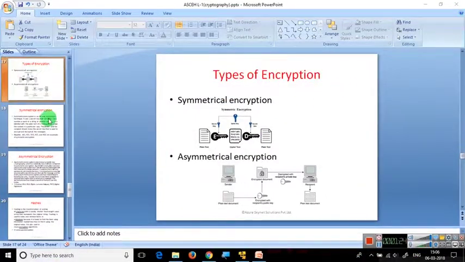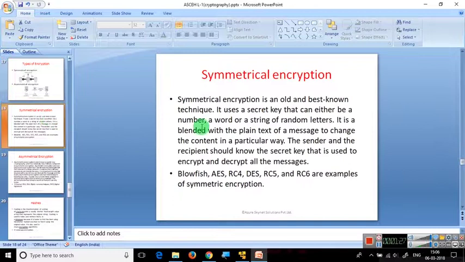Let's see the definition. So symmetric encryption is an old and best known technique. It uses a secret key that can either be a number, a word, or a string of random letters. It is blended with the plain text of the message to change the content in a particular way. The sender and the recipients should know the secret key that is used to encrypt and decrypt all the messages. Exactly, like if you have one key, with the help of the key you are locking the door, you need the same key. If you are using another key, you won't be able to open the lock. That's called a symmetric type of lock.